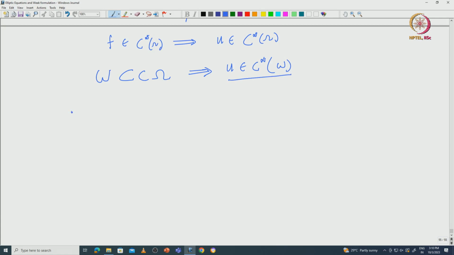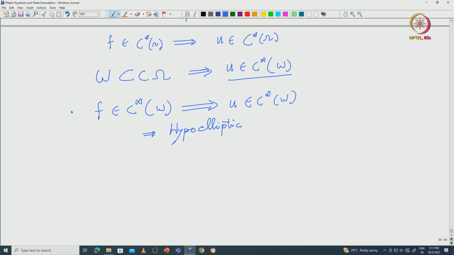But the interesting final remark I want to make is that for this particular equation, you get local smoothness if you have local smoothness of f. This property is known as hypoellipticity. So elliptic operators have the hypoelliptic property. Wherever your data f is C infinity, you get the C infinity property for u. So the Laplacian is hypoelliptic.